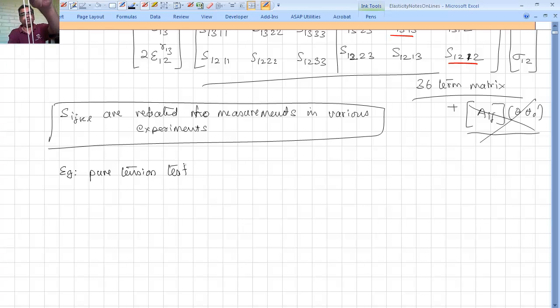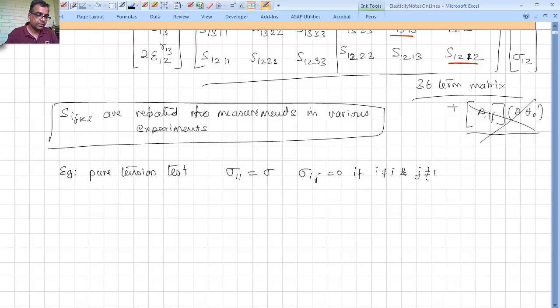That's a tension test. So in that situation, is it obvious to you that sigma 11 is sigma? Everything else is 0. Sigma ij is 0 if i is not equal to 1 and j not equal to 1. Right? So that's pretty easy.